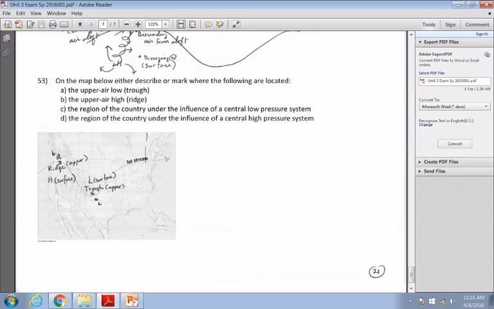But to me, over here in our northeast, that almost looks like another ridge. So some students thought that was another ridge and put either B and D over here, something like that. So that was fine too.